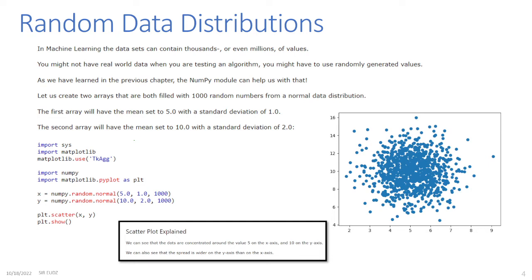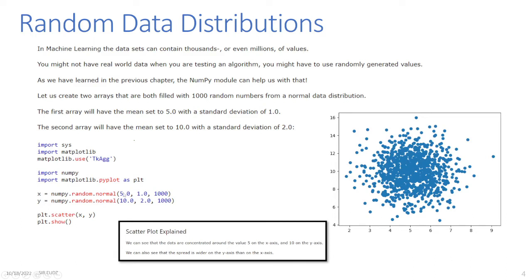The first array will have the mean set to 5.0 with a standard deviation of 1.0. So most of the values will be around 5. The second array will have a mean of 10 with a standard deviation of 2, so most values are from 8 to 12 because the standard deviation is 2. Here it's more from 4 to 6 because the standard deviation is 1.